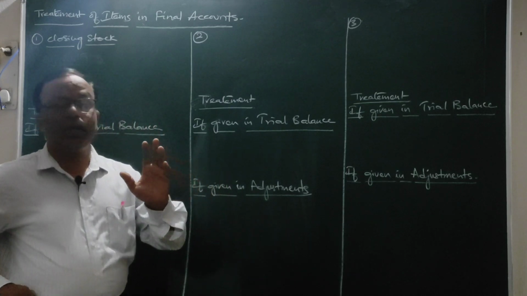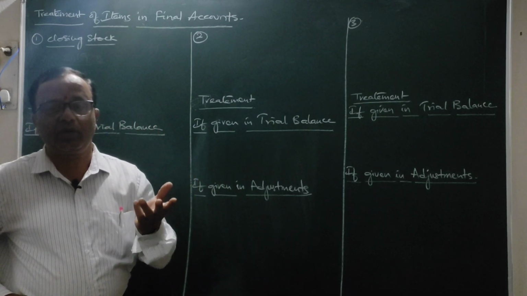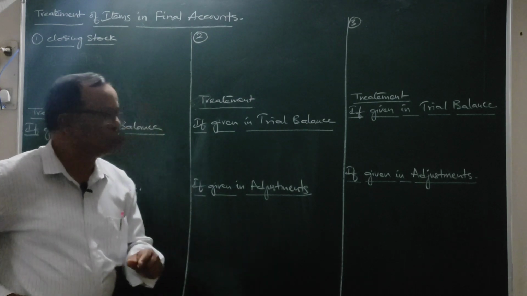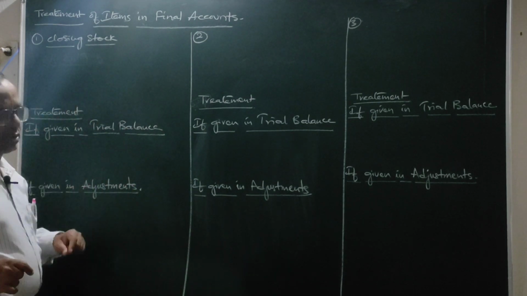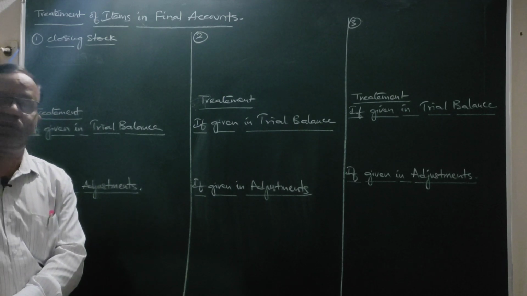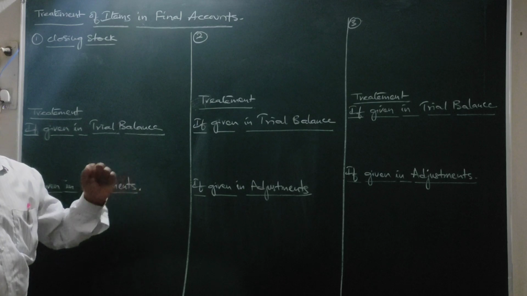So where should we post these items, and what treatment should we give them in the final accounts? Regarding that, let's discuss those items today. First, let's take closing stock. As you are aware, closing stock is the stock of goods left over at the end of the year.